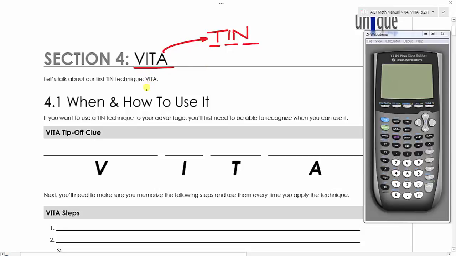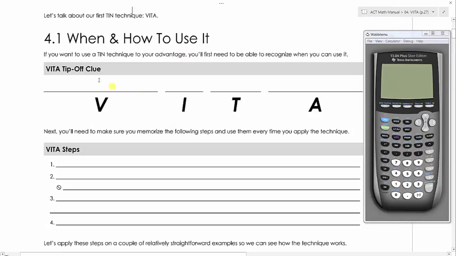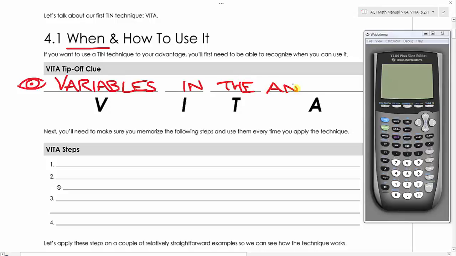So in terms of VITA, the first thing that we need to know is when we can use it. So we're going to need a little visual tip-off clue, and fortunately the technique itself is named after, or I should say is an acronym for, the tip-off clue. The tip-off clue is variables in the answers. And as I said, that is exactly what VITA stands for, variables in the answers. It is just an acronym for the tip-off clue.